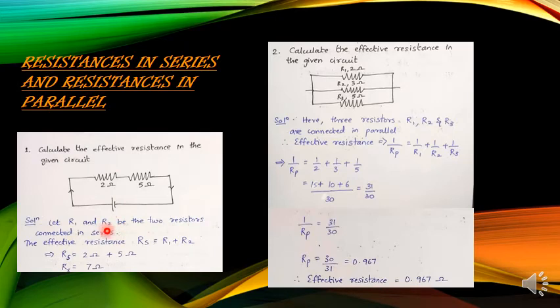So what will be the formula? Hope all of you remember. Effective resistance in case of series is written as RS. So RS is equal to R1 plus R2. We are writing it only till R2 because we have only two resistors here. Suppose if there are three resistors, what will you do? You will be writing plus R3. Since we have only two resistors here, we are stopping the formula here itself. That is RS is equal to R1 plus R2.